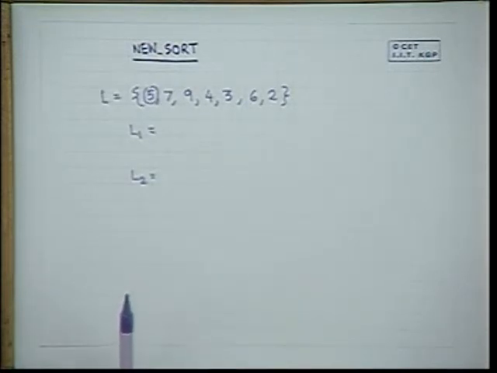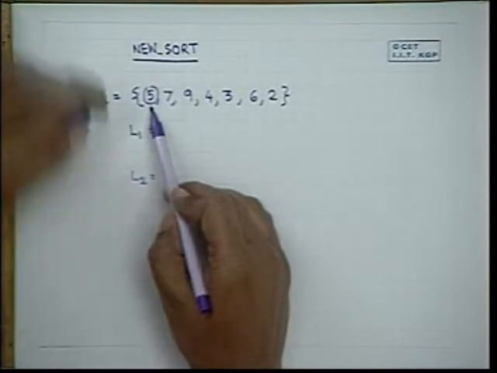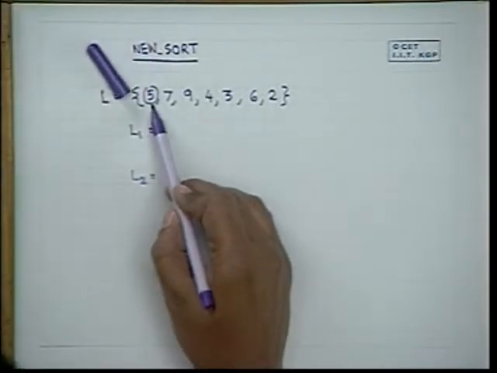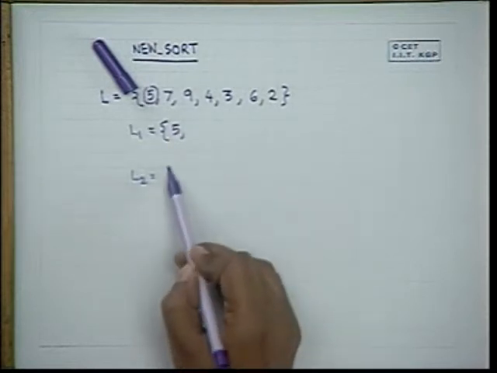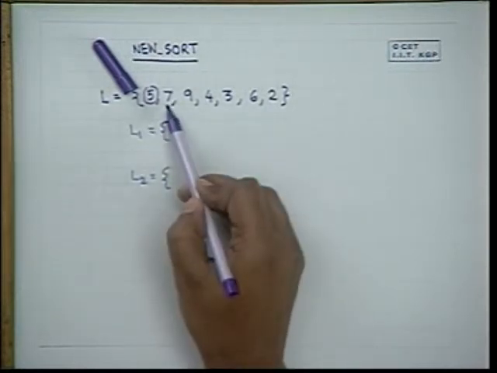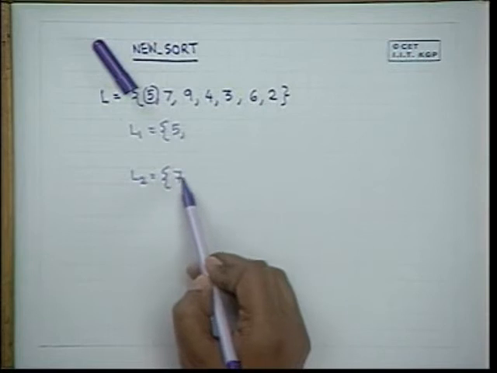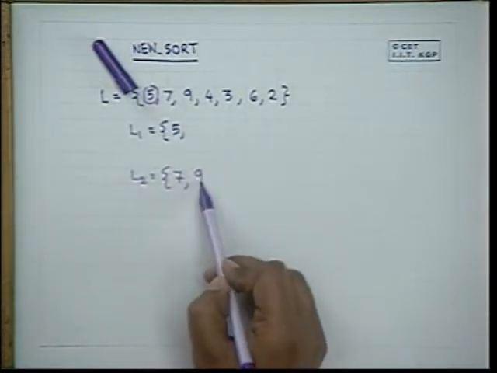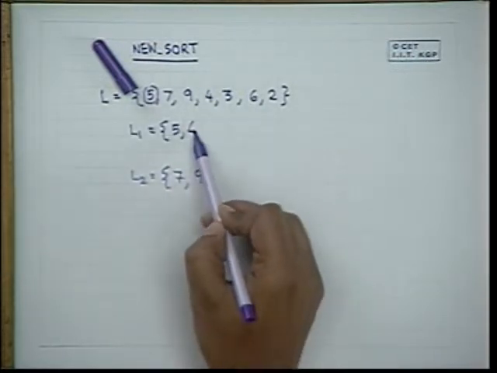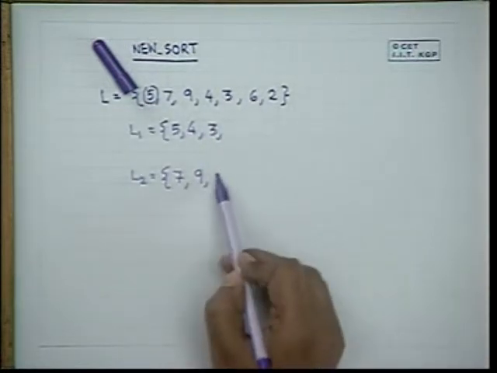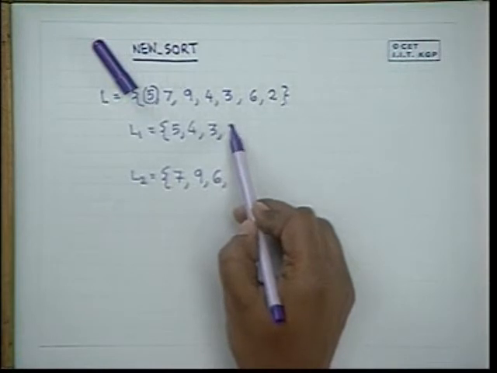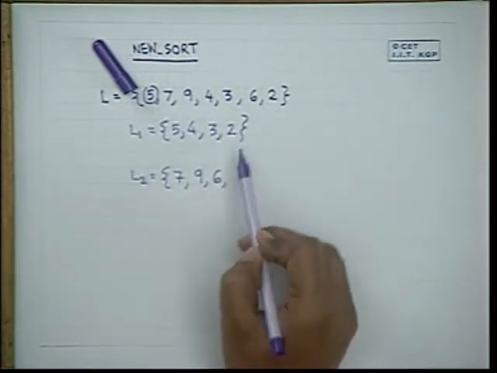Okay. So you start scanning from this one. 5 is less than or equal to 5, so 5 goes here. Next 7 goes here. Next 9 goes here. Next 4 goes here. Next 3 goes here. Next 6 goes here. Next 2 goes here. You have reached the end.